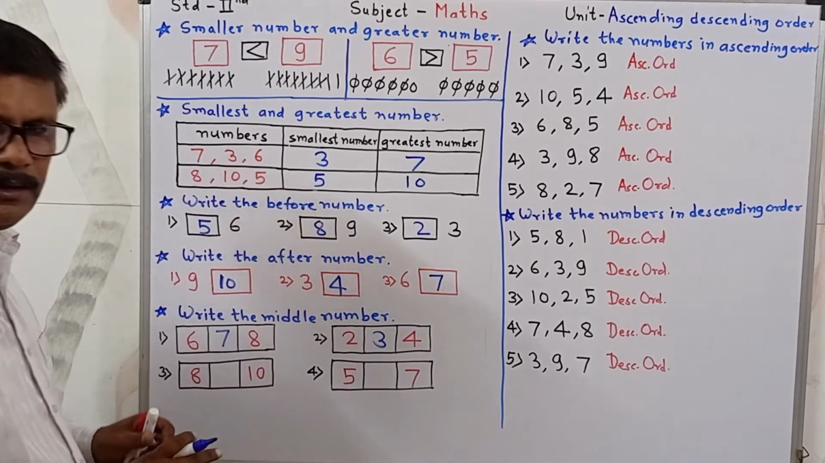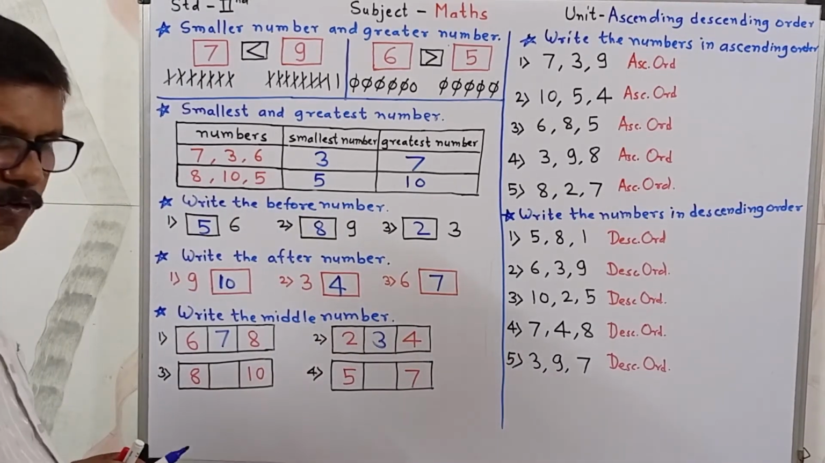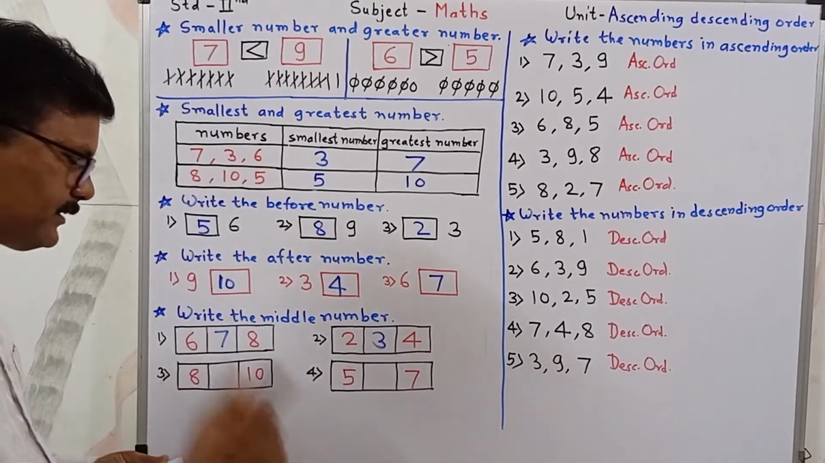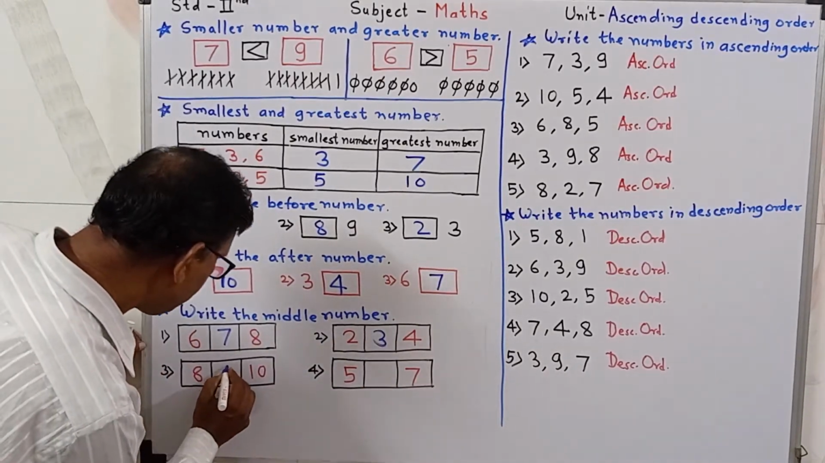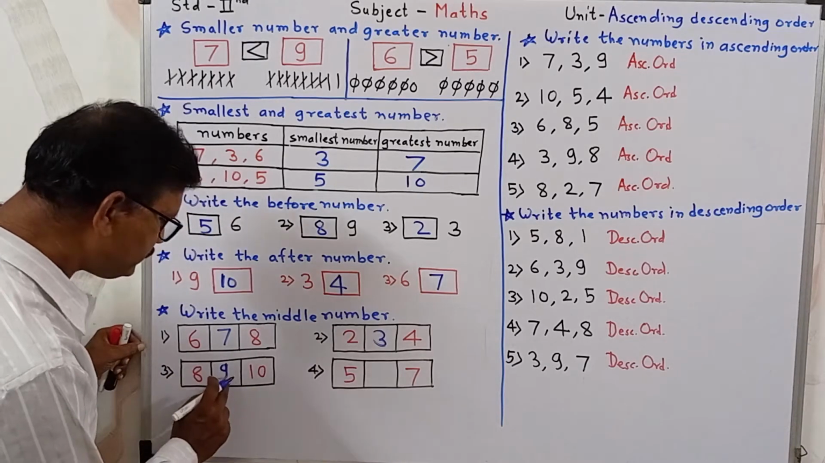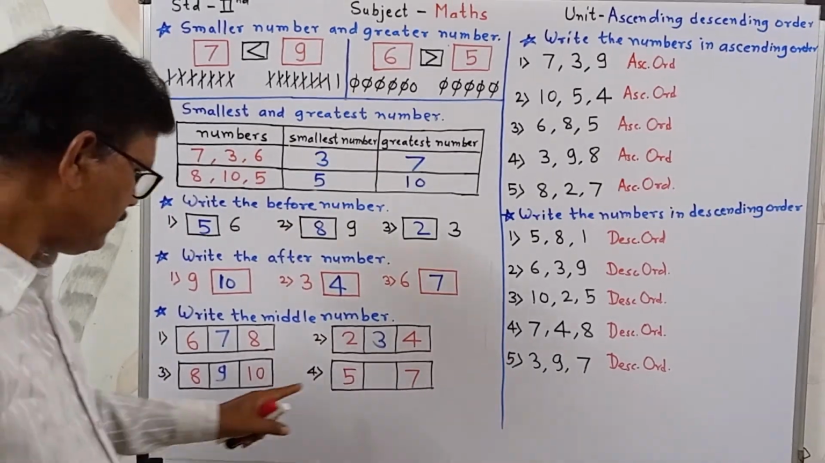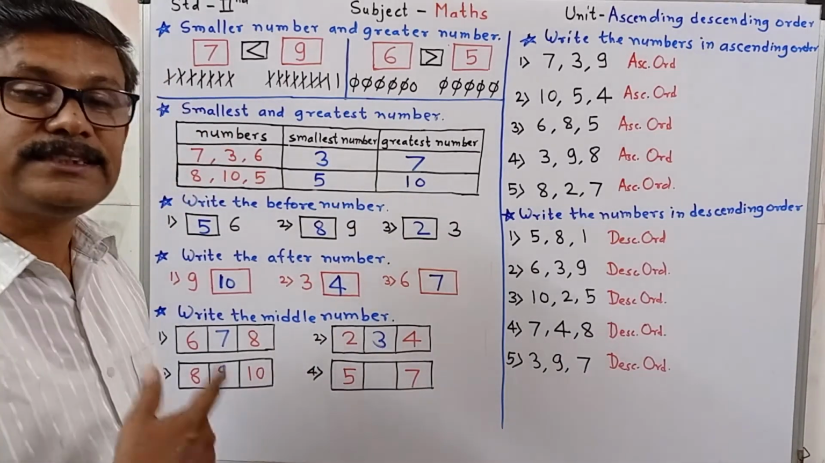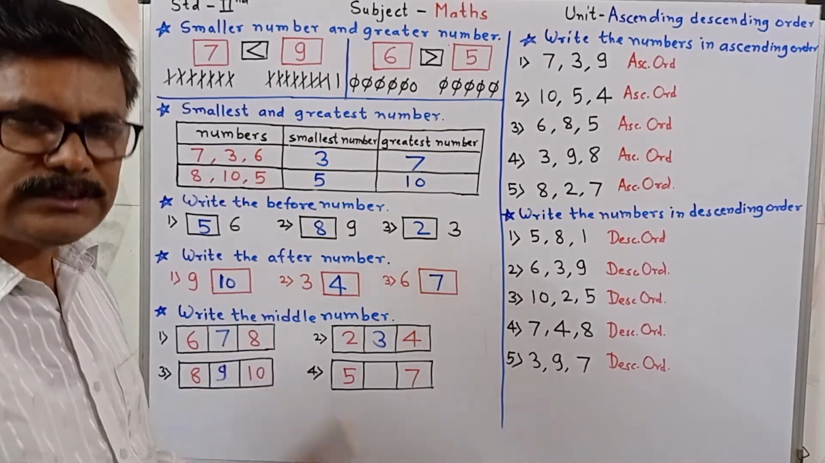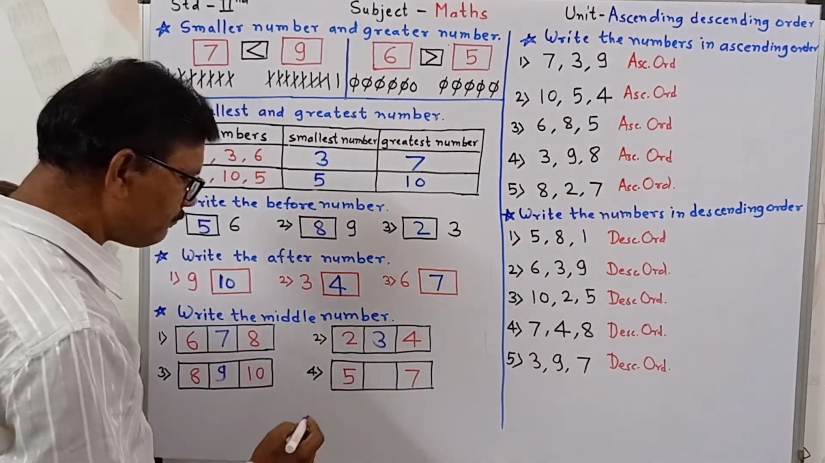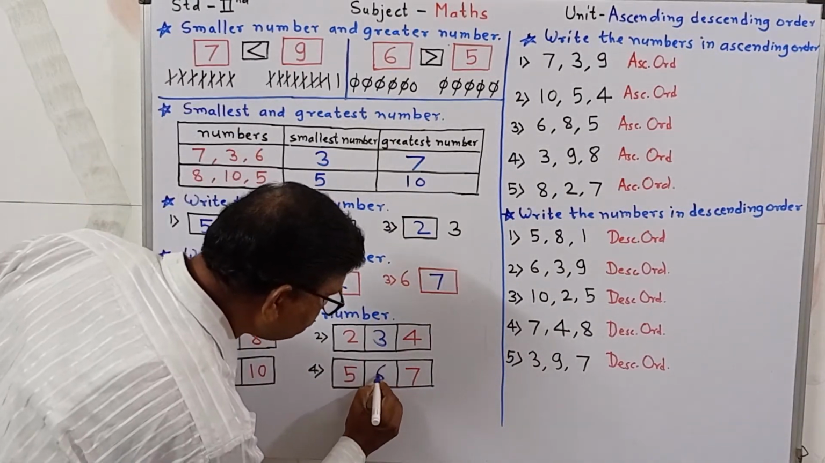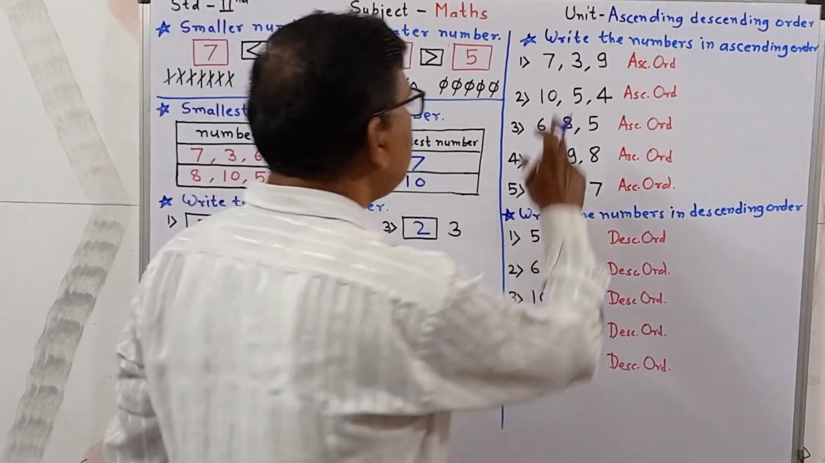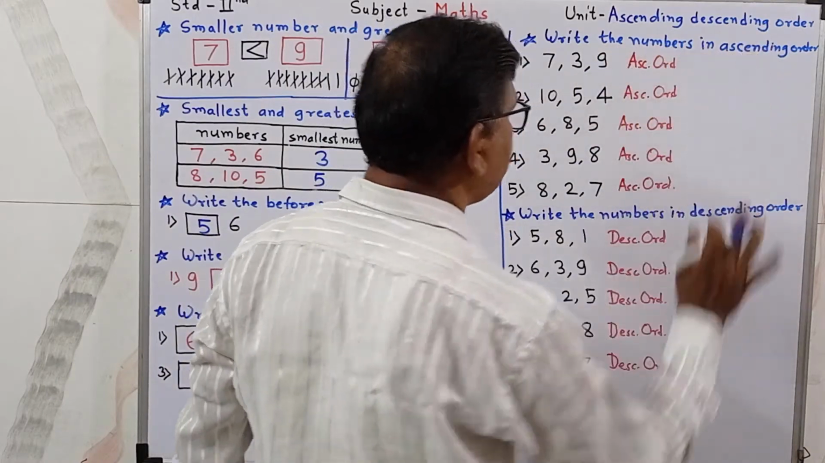8 to 10. 1, 2, 3, 4, 5, 6, 7, 8, 9, 10. 8, 9, 10. Which number comes here? 9. 8, 9, 10. Very easy. 5. 1, 2, 3, 4, 5, 6, 7. 5, 6, 7. Which number comes in the middle? 6. It's a very easy method. Now, here write the numbers in ascending order.